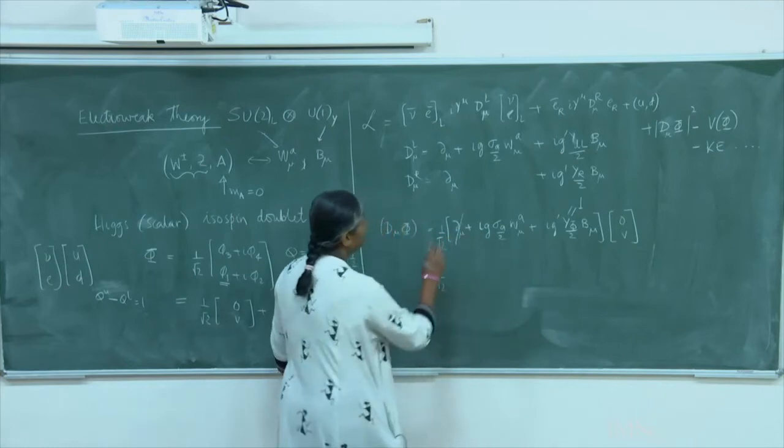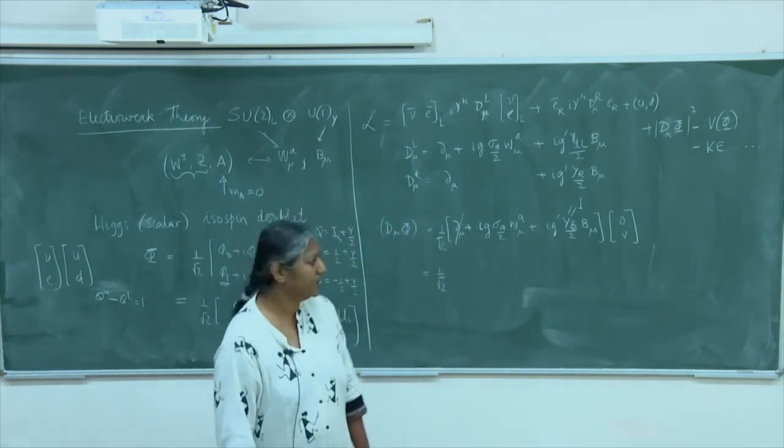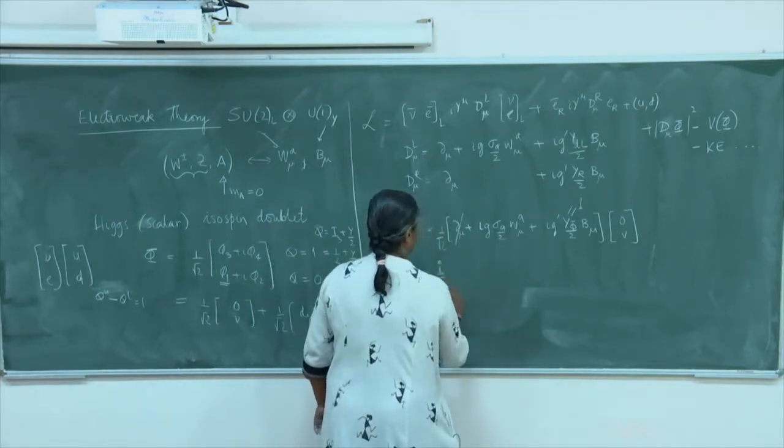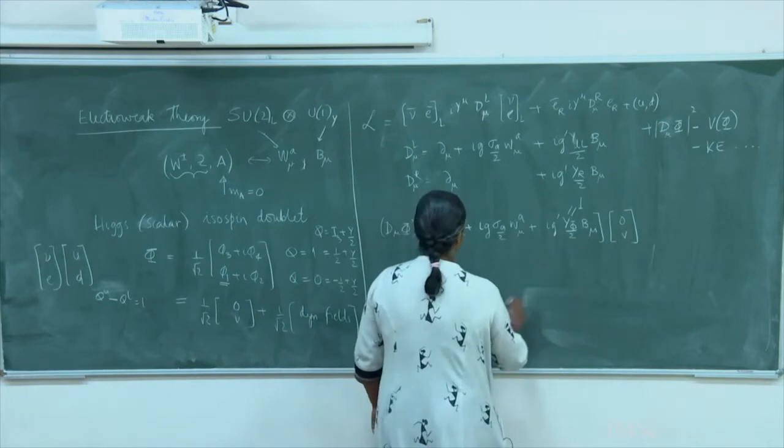So I will now write this as 1 by root 2. Now I am going to drop d mu also, because that is going to give me kinetic energy terms. I am only looking for the interaction. So I will write it as i by 2, i by 2 root 2, because everything has a 2.